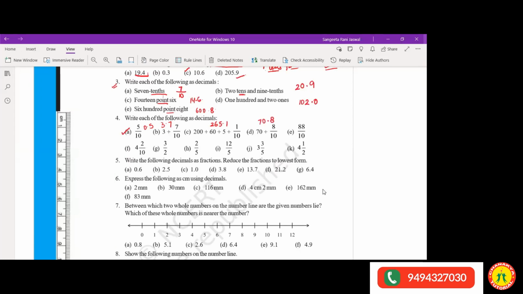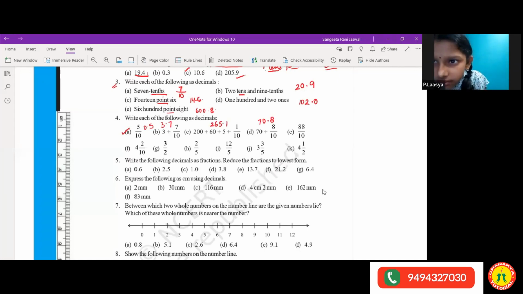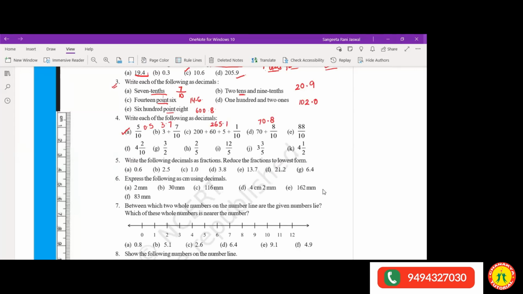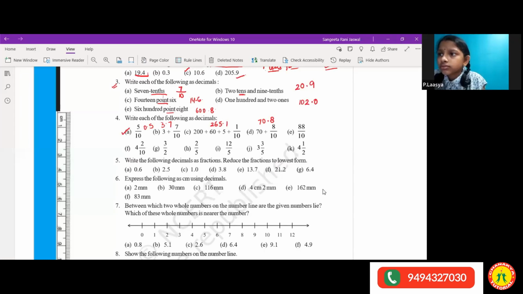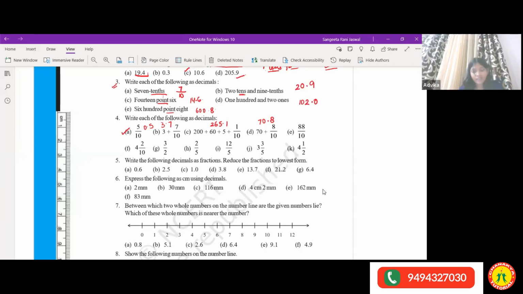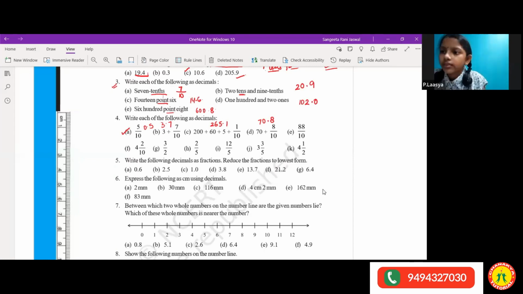How will you read it in words? Charvik, read it in words. 7 tens and 8 tenths. Very good. Advika, how will you write 88 by 10 in decimals? 0.88. 8.88.